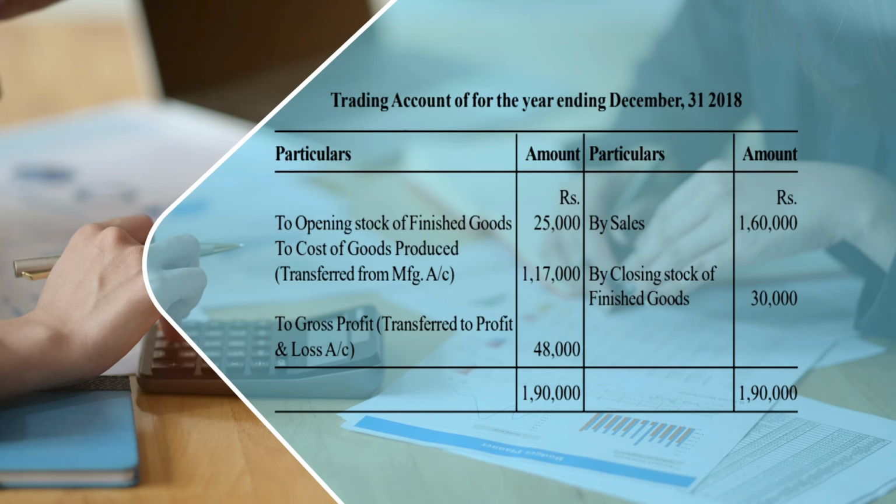Let me check it. Yes, finished goods 25,000, opening stock of finished goods. See, we have only considered raw materials and work in progress while preparing the manufacturing account. Kindly check it.